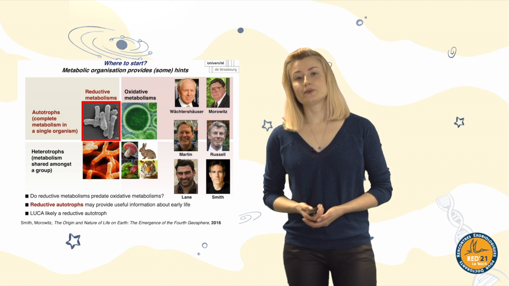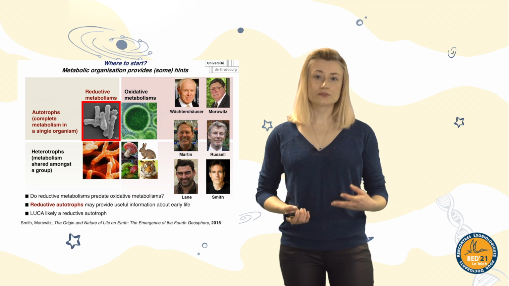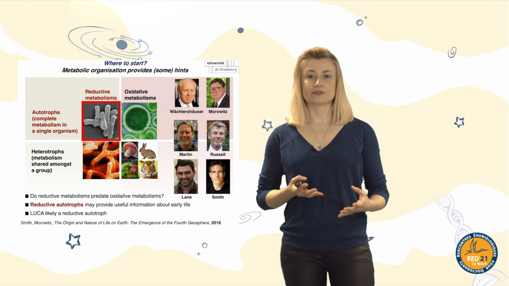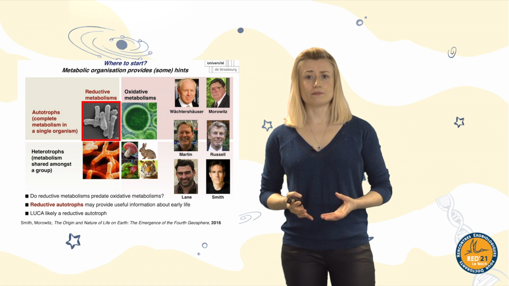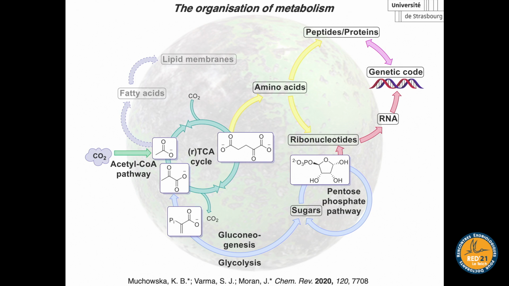So it has been proposed that reductive autotrophs, the metabolism from reductive autotrophic organisms, contains the most information about how the earliest biochemistry looked like. What I'm showing you here is a very simplified organizational scheme of such a metabolism. It contains the most important classes of biochemical processes, of biomolecules, and what they all form is a giant biochemical network.